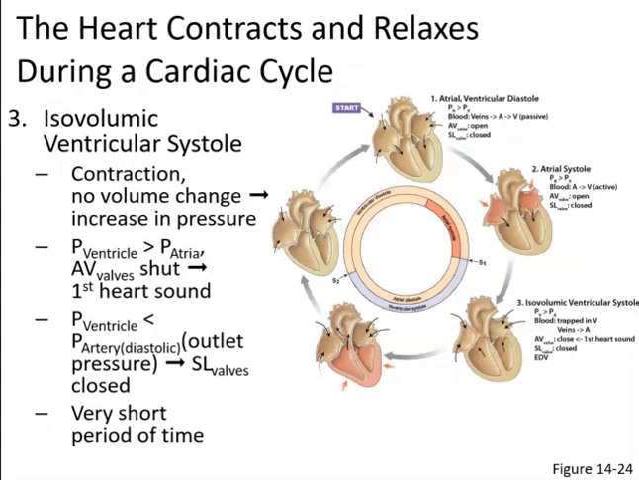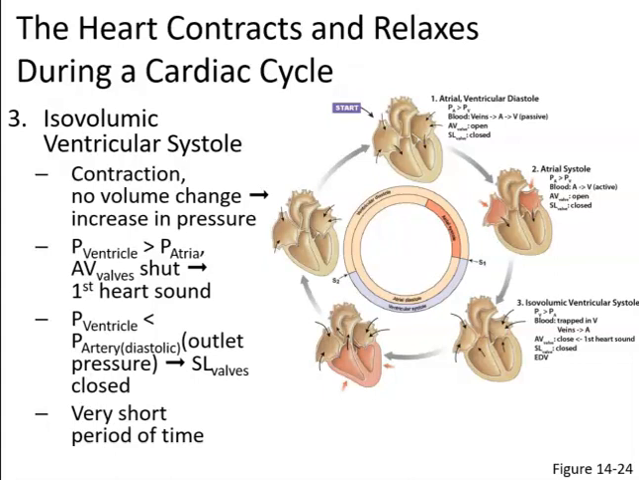So when the ventricles are starting to contract, they contract and generate pressure. So the ventricles will get smaller, but the volume of blood is the same as the ventricles are squeezed. However, the pressure increases. Once the pressure of the ventricles increases and is greater than the pressure in the atria, the atrioventricular valves, or the AV valves, will shut, and they will produce that first heart sound.